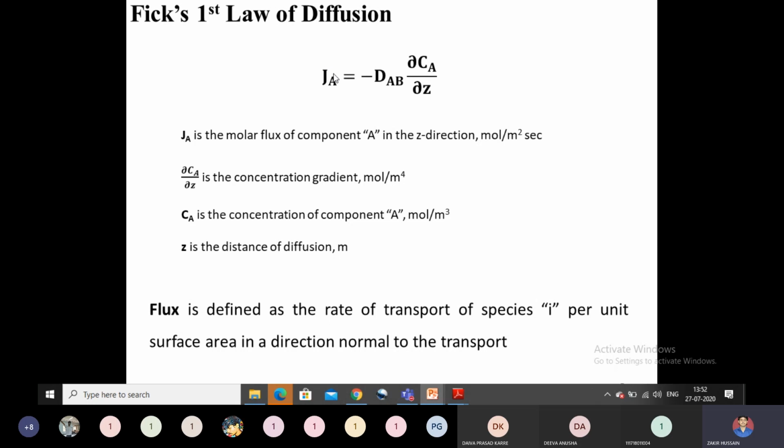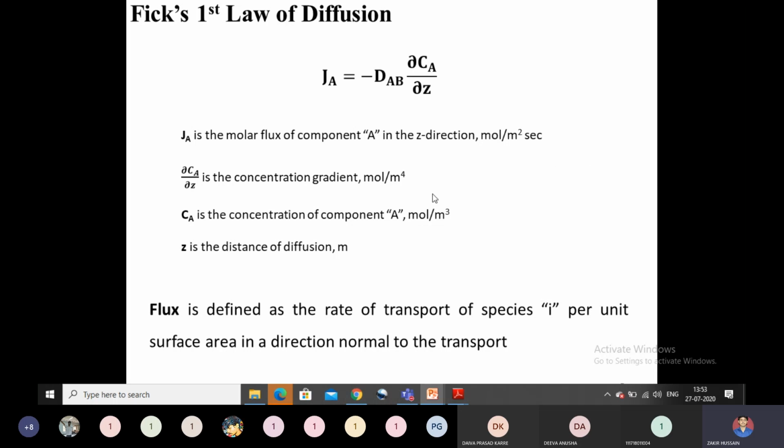JA is the flux of A with respect to some arbitrary coordinate. In this one, DAB is the diffusivity of A through B, diffusivity of A with respect to B. CA is the concentration of A, and z is the distance of diffusion in meters. So units I have also clearly given here.